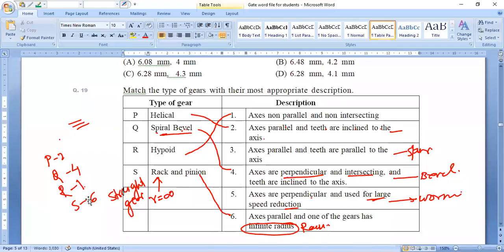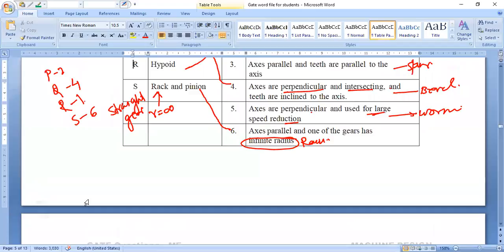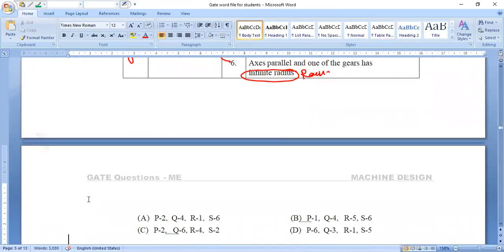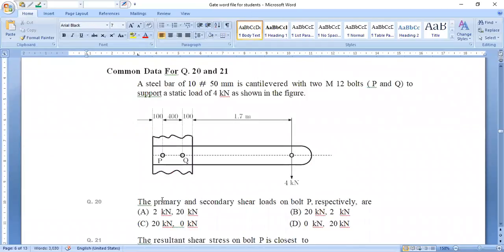So let's see the options. My options are P2 Q4 R1 S6. Check करिए. P2 Q4 R1 S6. So option A is correct. Okay. So now I am moving to the next question.